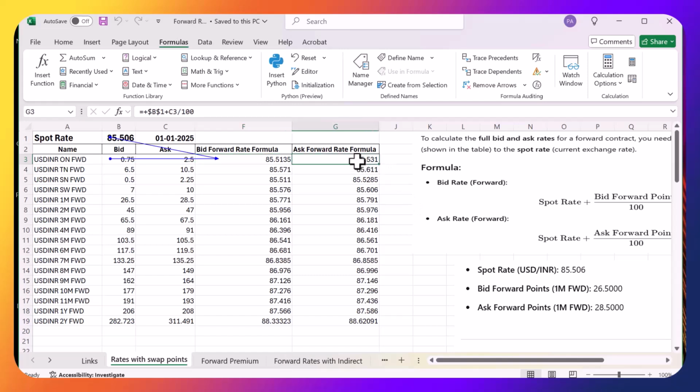So what I have done, I have asked ChatGPT to convert this into an Excel sheet along with formulas, how you have calculated the bid and ask rate. So it has given formulas. So formulas भी आ गए, नहीं तो आप खुद भी formula बना सकते हो. It's very simple. The spot rate plus the bid rate.